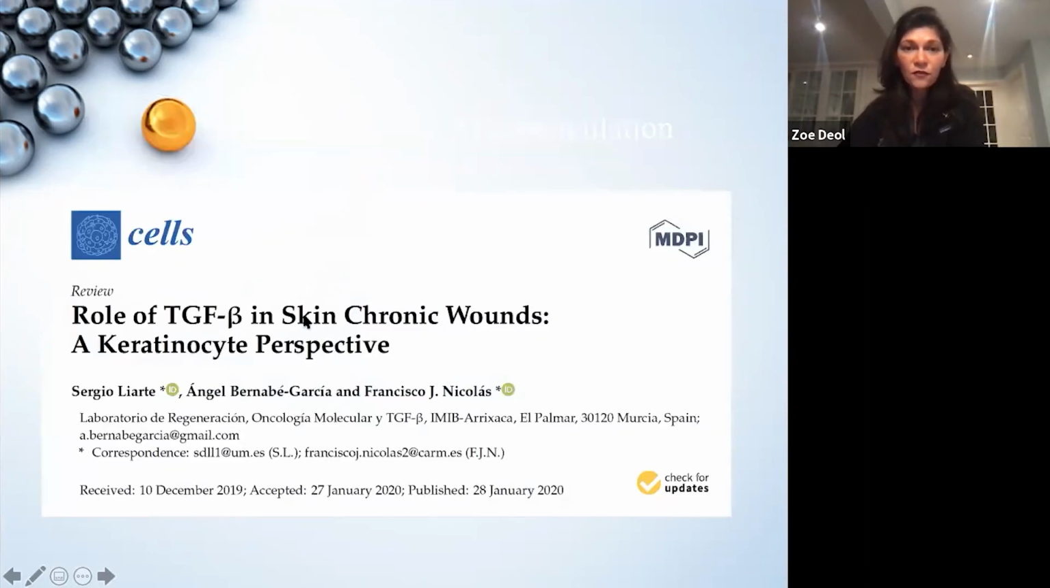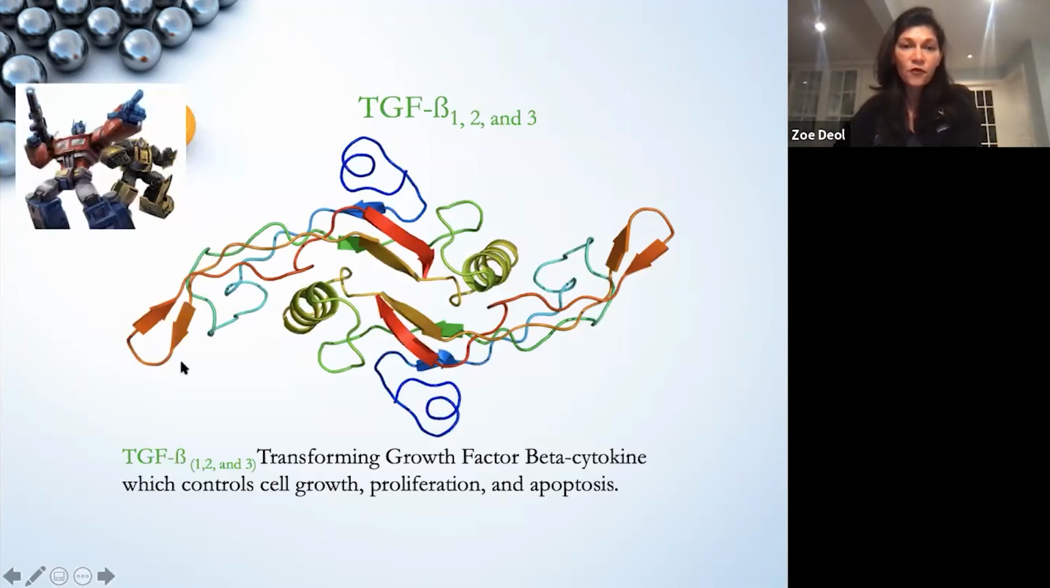So we'll go into what transforming growth factor beta is. That's our transformer. They control cell growth, proliferation, and apoptosis.